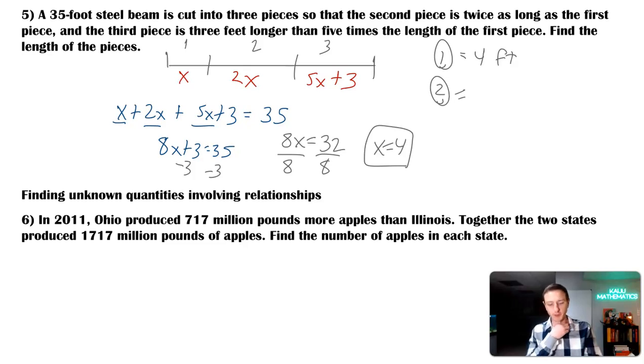Piece number 2, that was double the short piece, or the first piece. So that's going to be 8. 2 times 4 is 8. So 8 feet there.